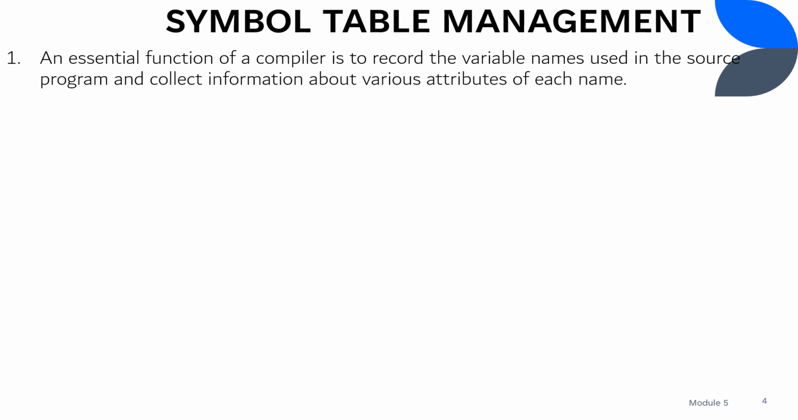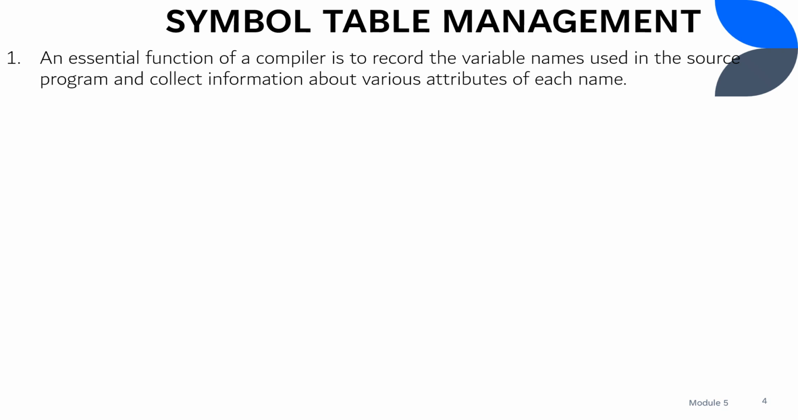An essential function of a compiler is to record the variable names used in the source program and collect information about various attributes of each name. Basically, whatever user-defined names are used in the source program, all these user-defined names are collected into a table, that is my symbol table.